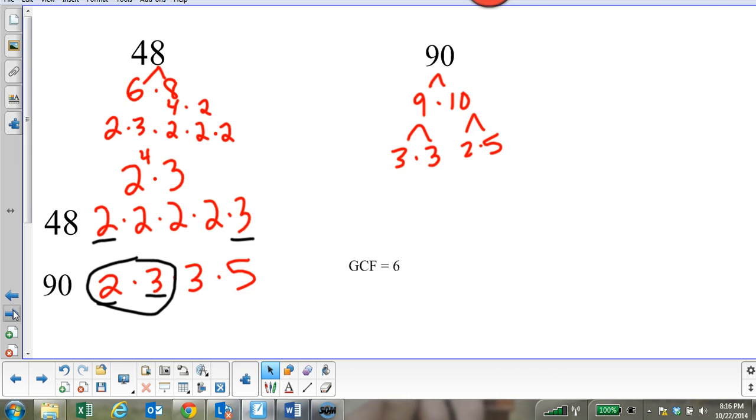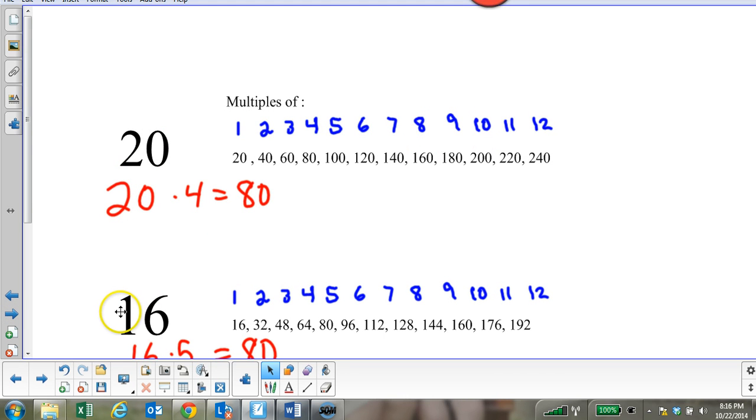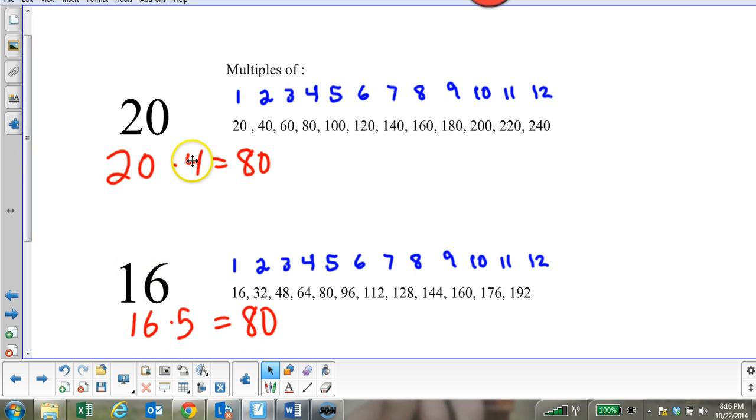It's the number of multiples it takes to get to the LCM, right? 4 was the leftover part of 16 that wasn't part of the GCF, so 20 times 4 was 80. And 5 was the part of 20 that wasn't used in the GCF, so if you take 16 and multiply by 5, I get 80. And it's not a coinky-dink.